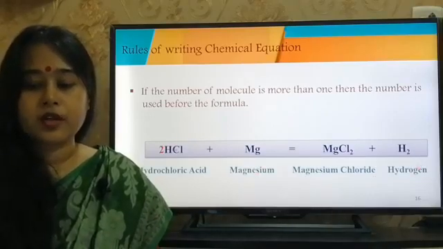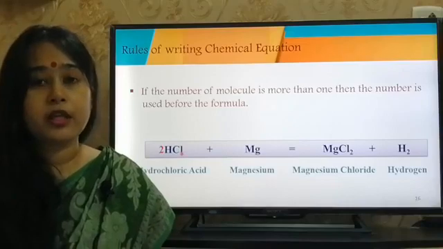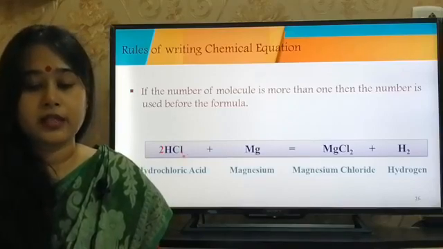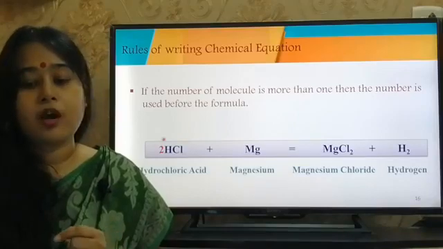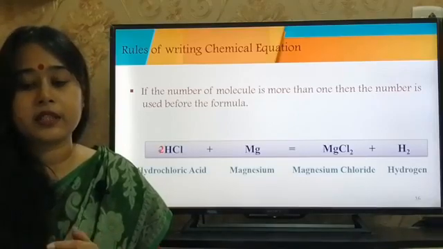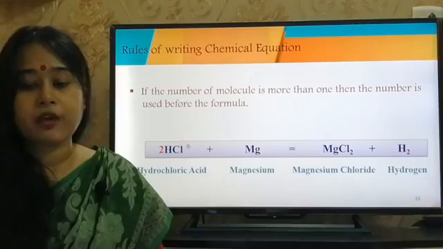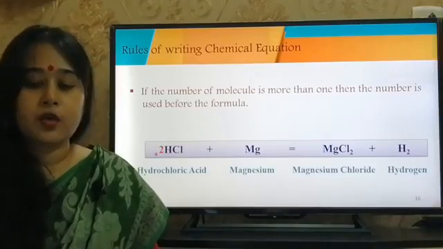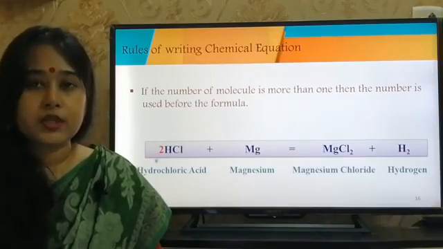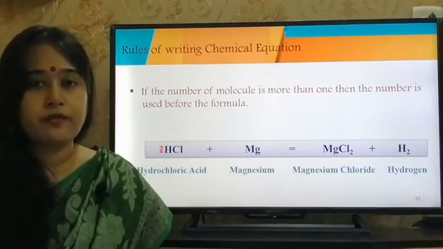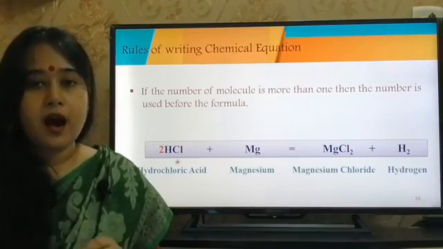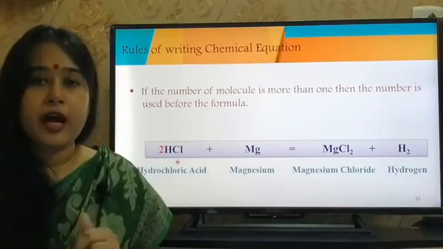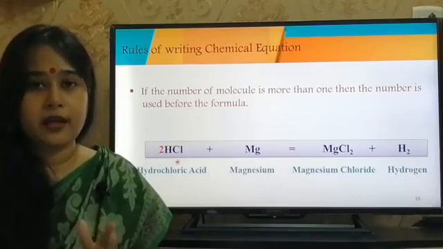Here for hydrogen chloride we have two molecules of hydrogen chloride. This 2 is written before the formula of the hydrogen chloride. You can see here this 2 is written before the hydrogen chloride formula. This 2 indicates that there are two molecules of hydrogen chloride.